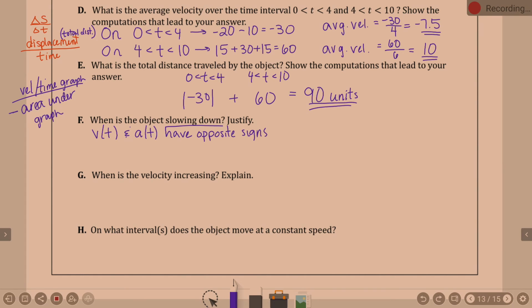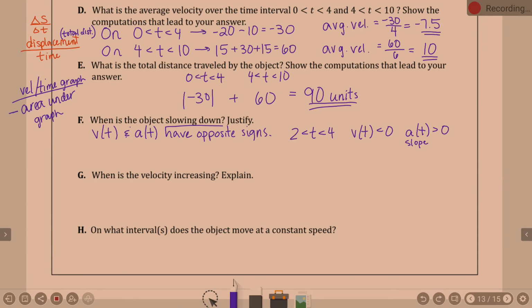So when we talk about opposite signs, I heard 2 to 4. 2 to 4 because what's happening from 2 to 4? The velocity is negative, right? Because it is down below. But the slope is positive, isn't it? Okay, because acceleration is going to be your slope.